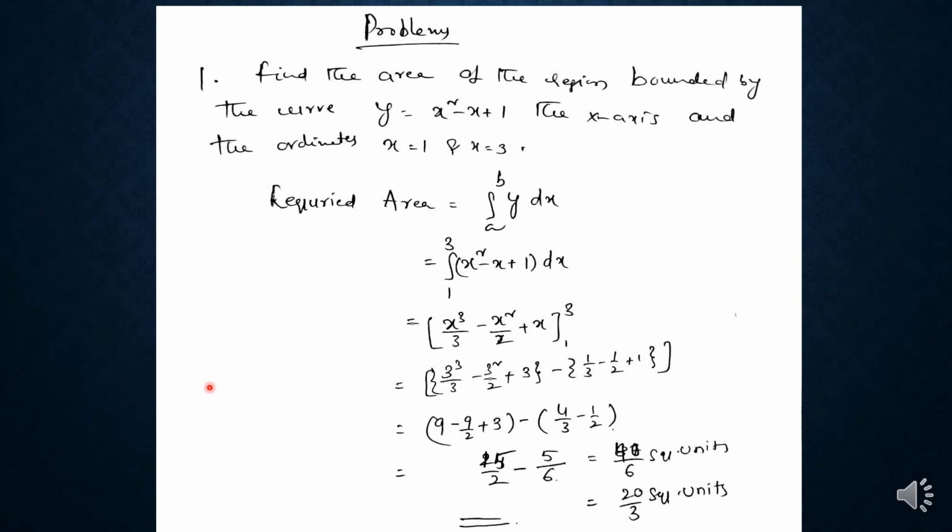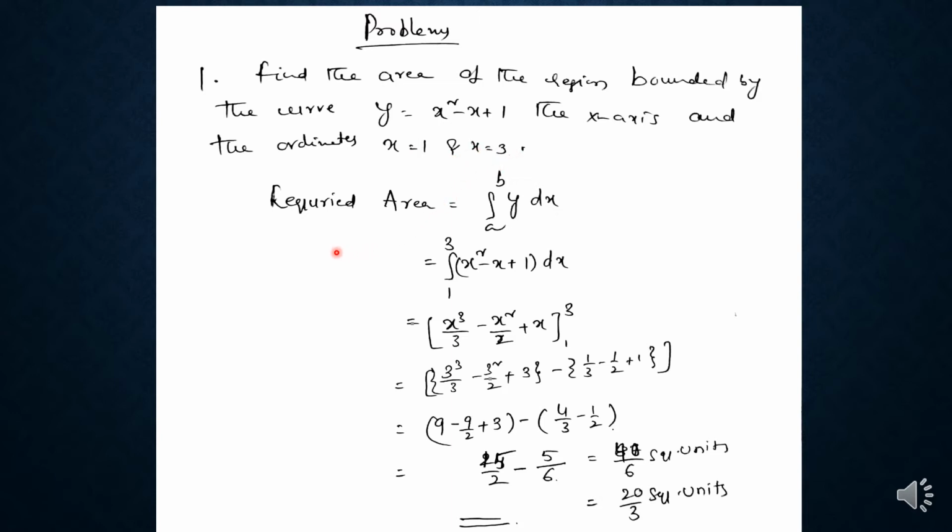Now, we will see some problems here. Find the area of the region bounded by the curve y is equal to x square minus x plus 1, the x-axis, and the ordinates x is equal to 1 and x is equal to 3. So we have given a curve y is equal to x square minus x plus 1, y is equal to f of x. So we have to find the area bounded by this curve, the x-axis, and the two ordinates x is equal to 1 and x is equal to 3.